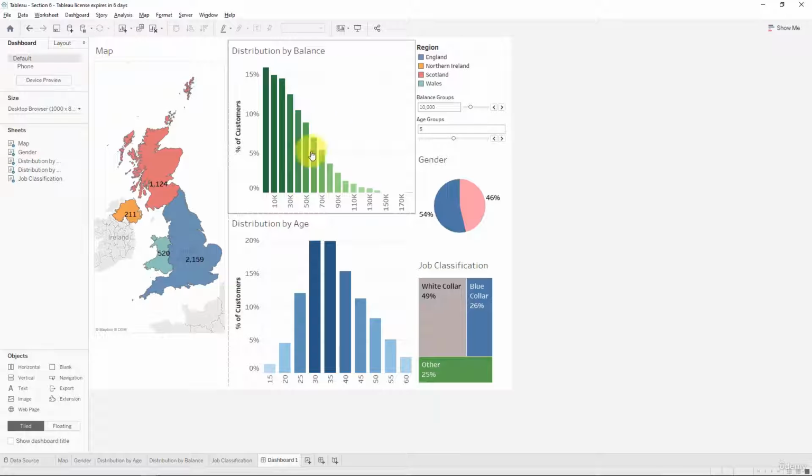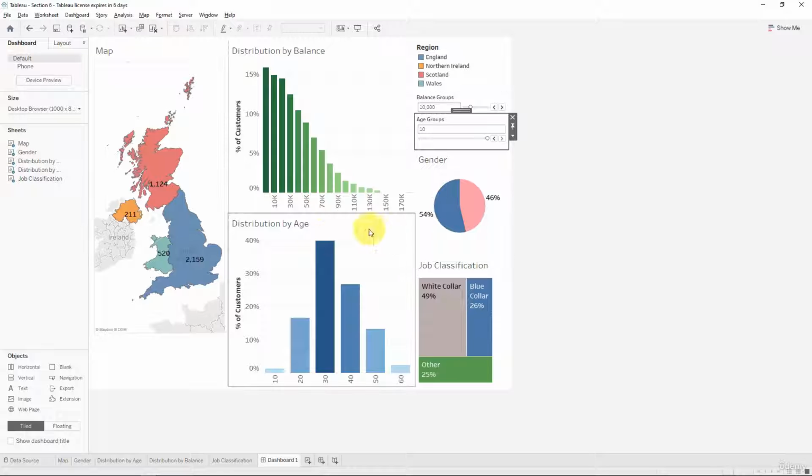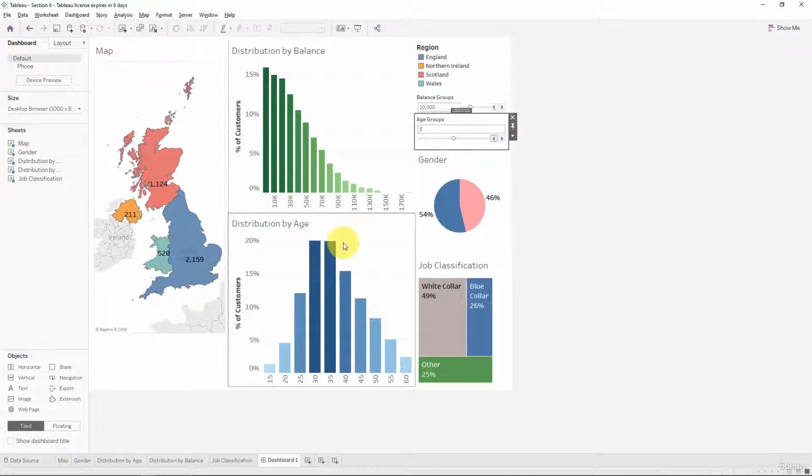Next, the distribution by age is also quite interesting. Here you can see that most of our customers are in their 30s, so early 30s and late 30s, and together that's 40%. If I change this to age groups by 10 years, you'll see that 40% of our customers are in their 30s. And now if we go back, here you can see the gender breakdown, so a bit more males than females, but not that much of a difference. And job classification, mostly white collar, so nearly half, and then a quarter each for blue collar and other.